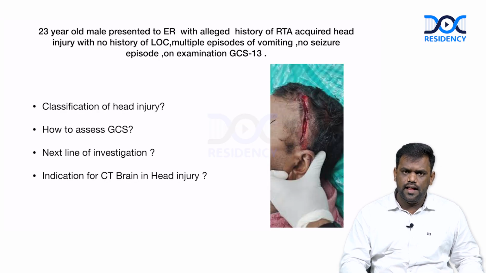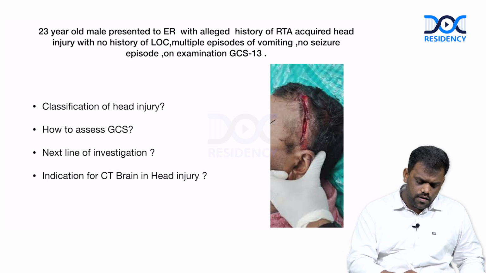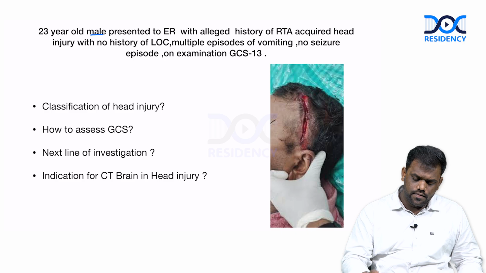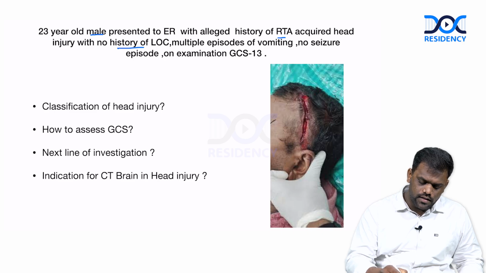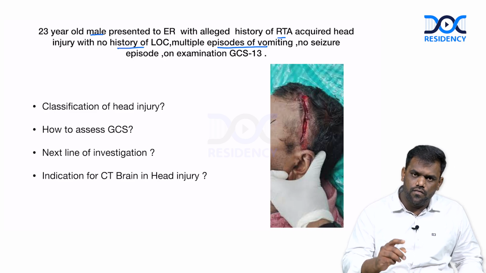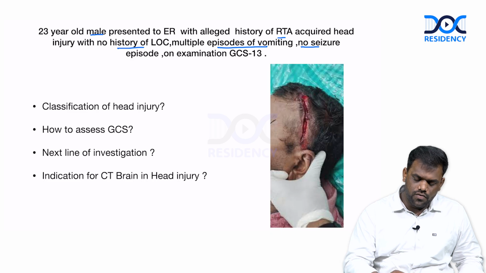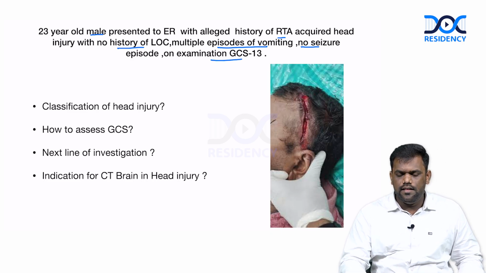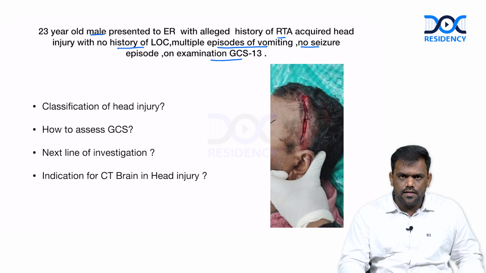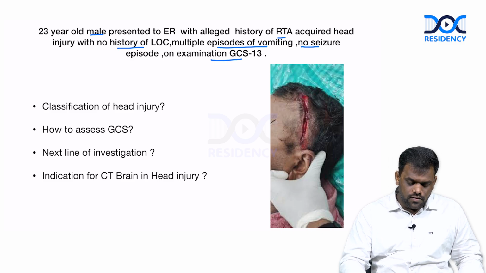First question, the case scenario: a 23-year-old male presented to the emergency department with a history of RTA, and he sustained a head injury with no history of LOC, and he had multiple episodes of vomiting and no seizure episodes. On examination, his GCS is 13. This is a simple case scenario. Usually patients come after an RTA with a head injury.